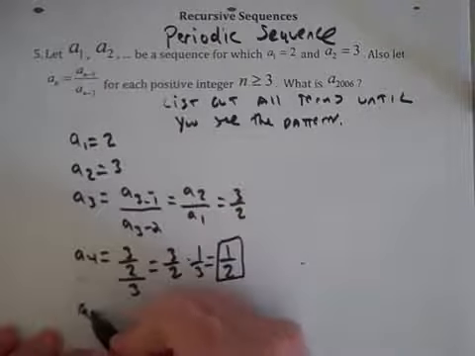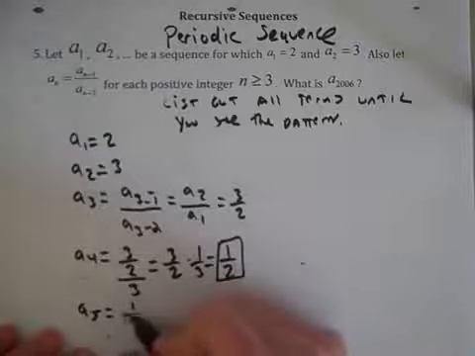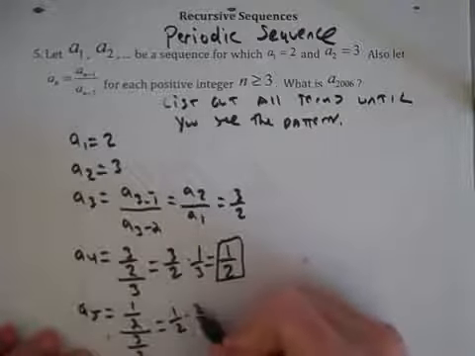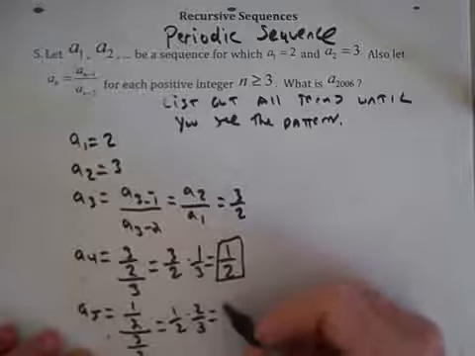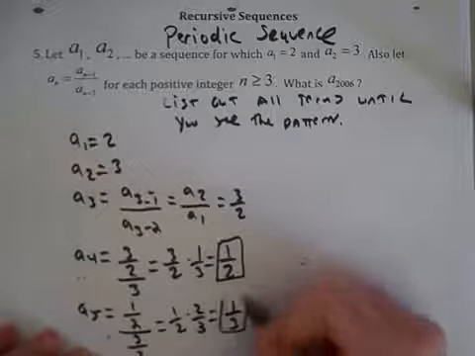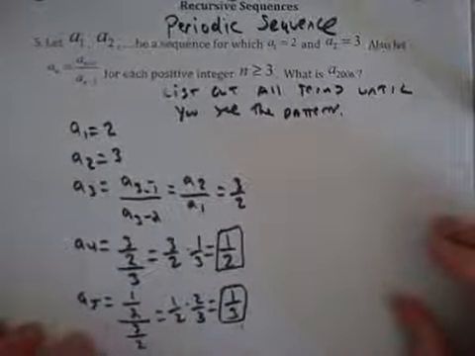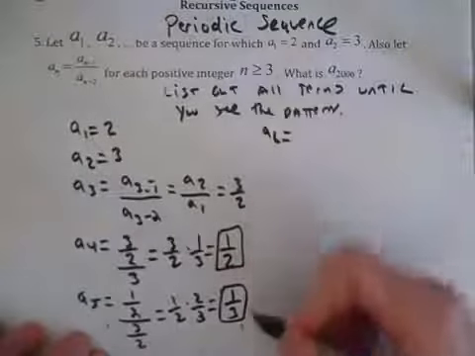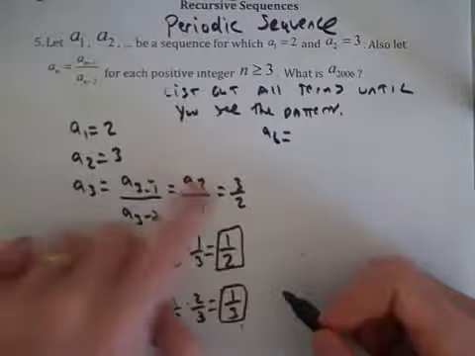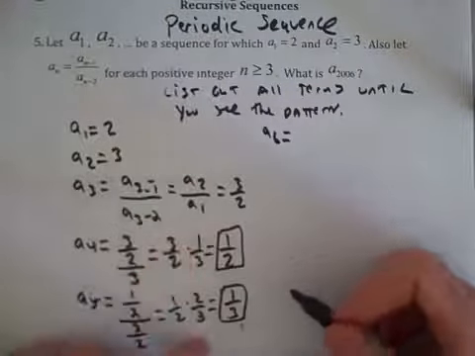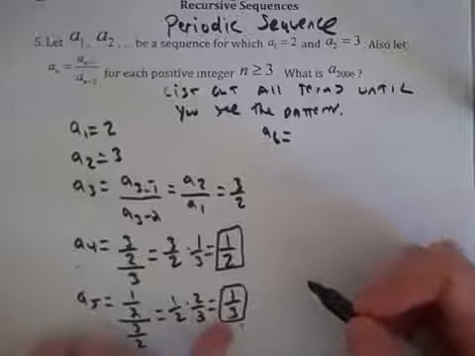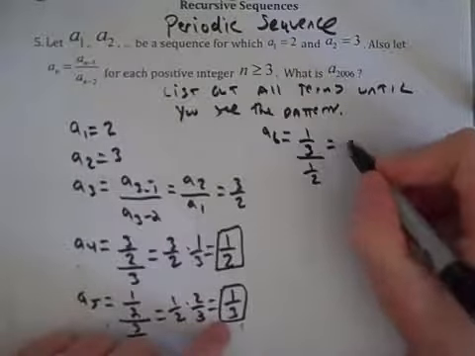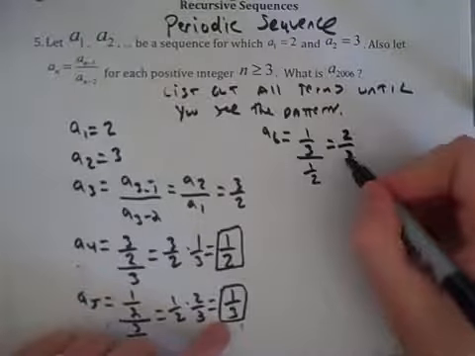And then a sub 5 looks like a third. I'm just trying to write out all the terms. I haven't seen a pattern yet: 2, 3, 3 over 2, 1 half, 1/3. Let's find a sub 6. That's 1/3 over a half, which is 2/3.